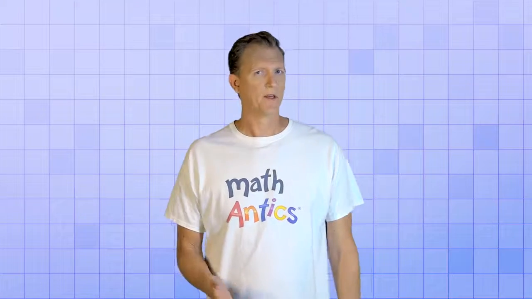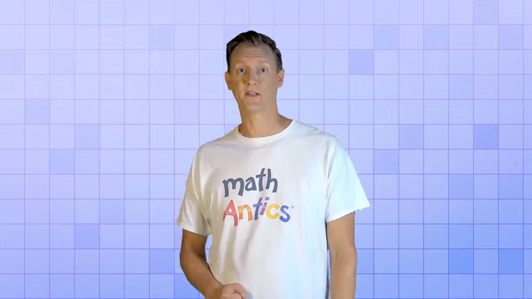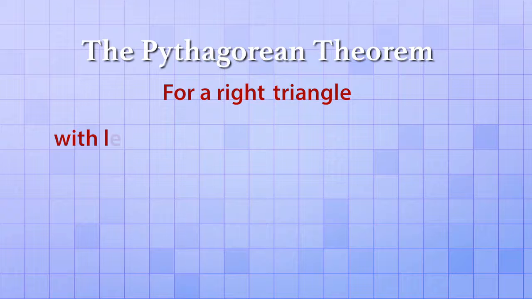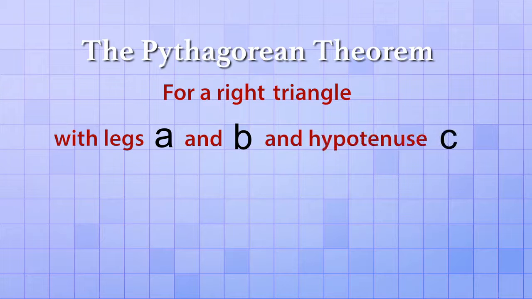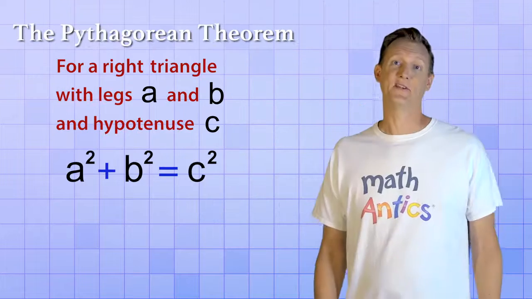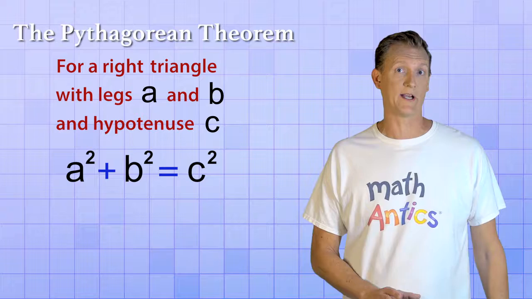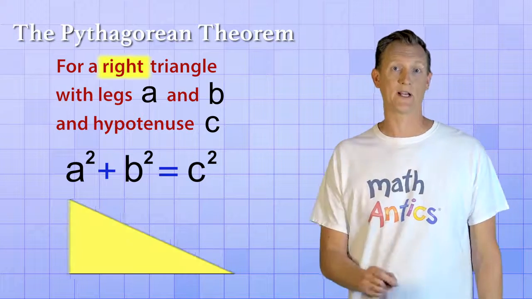Okay, now that you've got all that background info covered, let's see what the Pythagorean theorem actually says. The theorem can be stated in several different ways, but the one we like best goes like this. For a right triangle with legs A and B and hypotenuse C, a squared plus b squared equals c squared. As you can see from this definition, the Pythagorean theorem doesn't apply to all triangles. It only applies to right triangles.